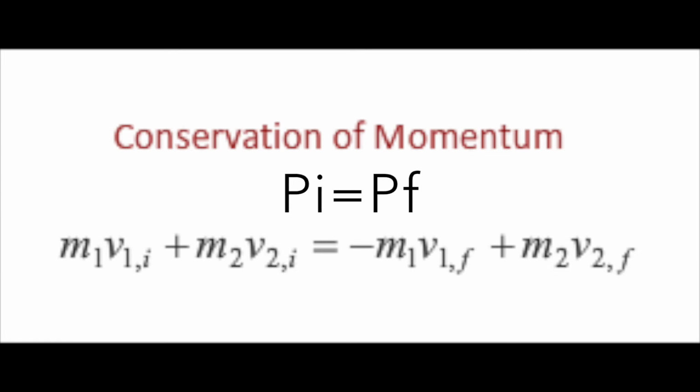Now take a look at the second equation. This can be used to solve for variables when doing a problem. When using this equation, be sure to use only 2 balls at a time and 1 collision.